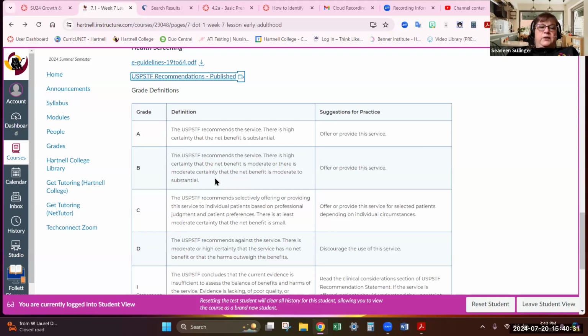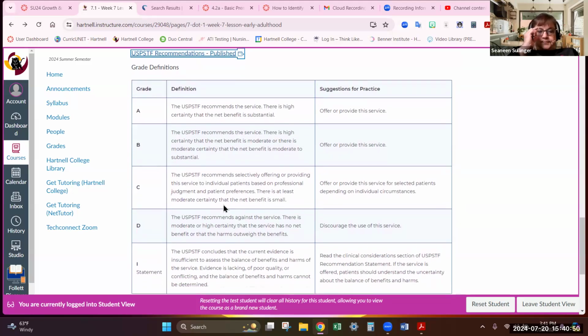Same thing with B, it recommends the service. There's a high certainty that the net benefit is moderate, not necessarily substantial, but moderate. The benefits outweigh the risks though. If the particular test, health and physical testing, is a grade C, this means selective offering or providing the service to individual patients based on professional judgment. So it wouldn't be an automatic thing that the physician or healthcare provider would order, but based on the individual situation of the client, they would order it.